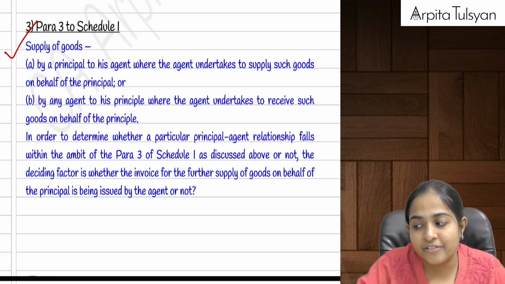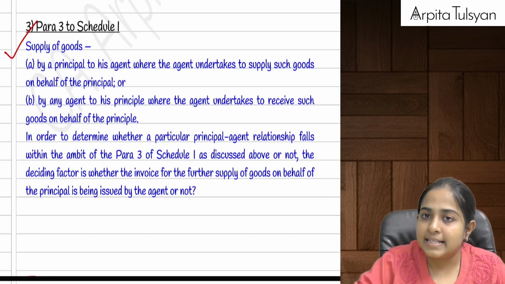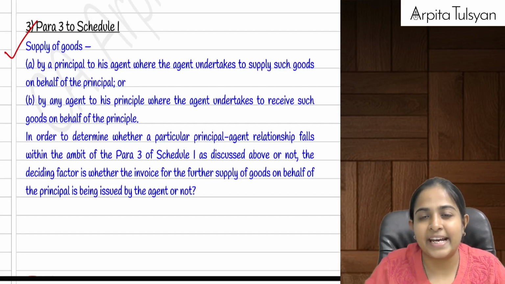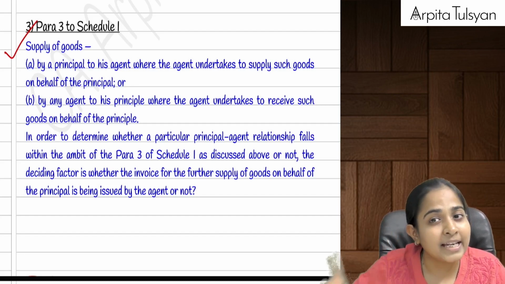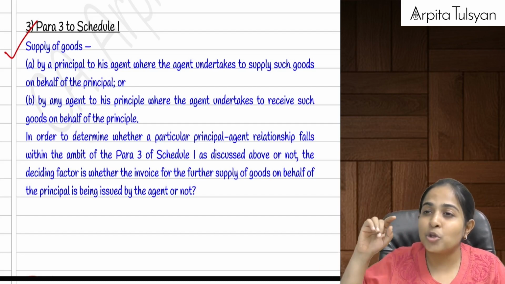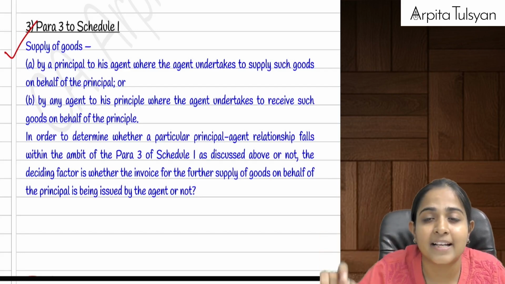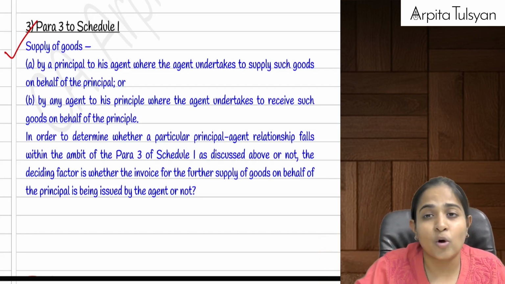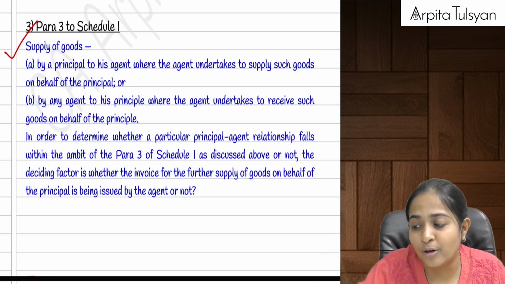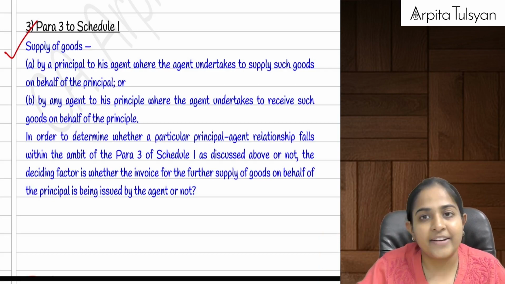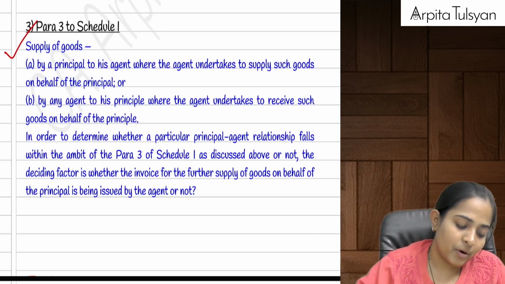Are you clear with this? Yes, okay, but listen, again I am telling you, if he is such an agent who is not issuing the invoice in his name, where the title is not getting transferred in the name of the agent, then he is not falling under para 3 to schedule number 1. Very clear with this? Yes, okay.